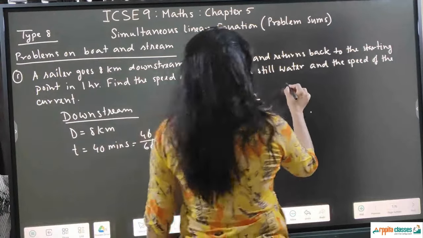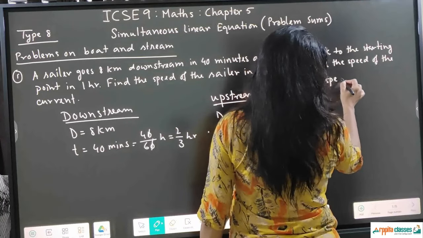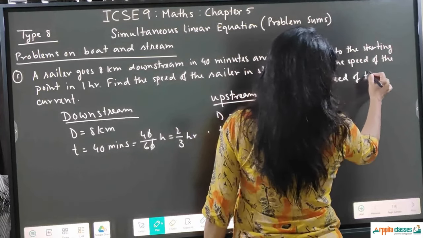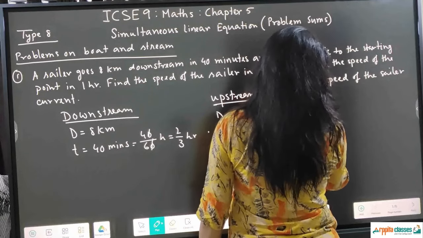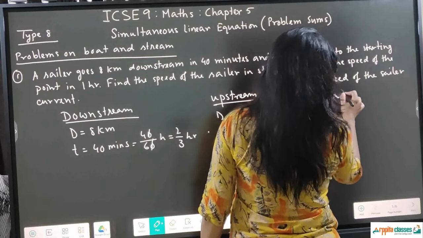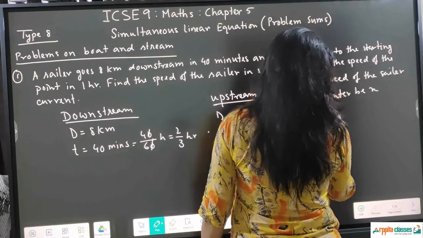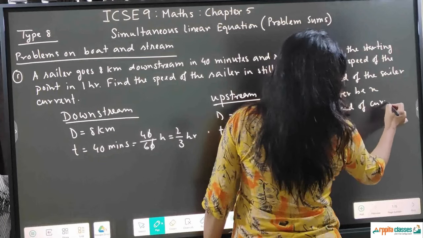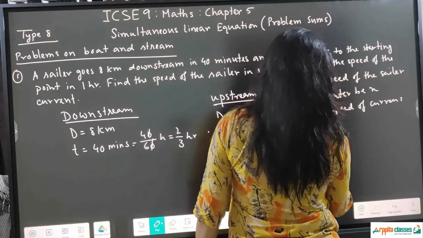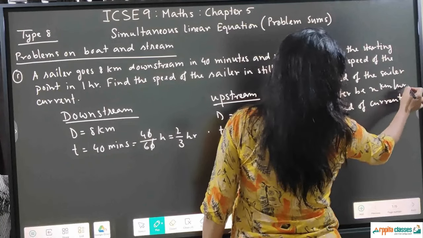Here I'll consider, let the speed of the sailor in still water be x and the speed of the current be y. The unit will be kilometer per hour.